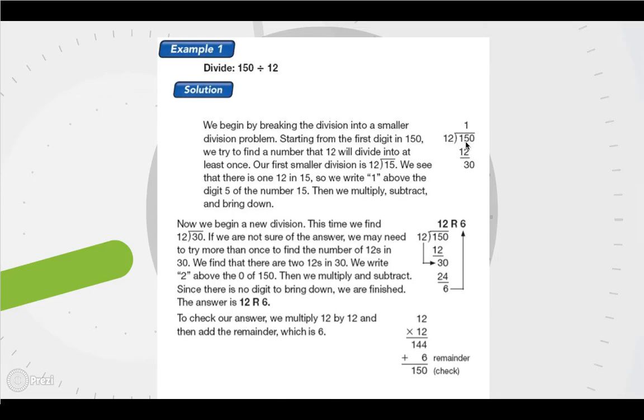Now 12 goes into 15 one time. So we do 1 times 12 is 12. Then we subtract, and we get 3. Then we bring down our 0. And then we need to figure out, okay, how many 12s go into 30?